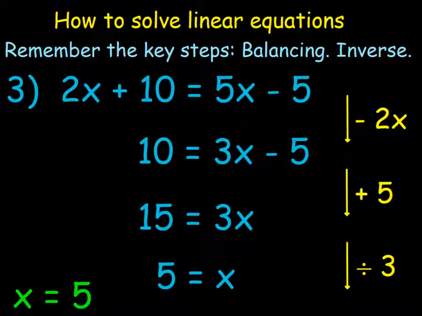2 times 5 is 10, 10 add 10 equals 20 on the left, 5 5s are 25, 25 take away 5 is 20, so we know our answer works.